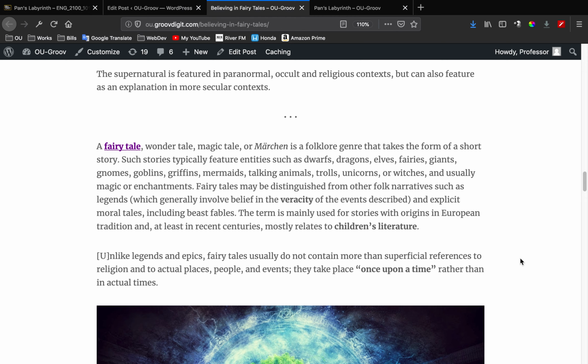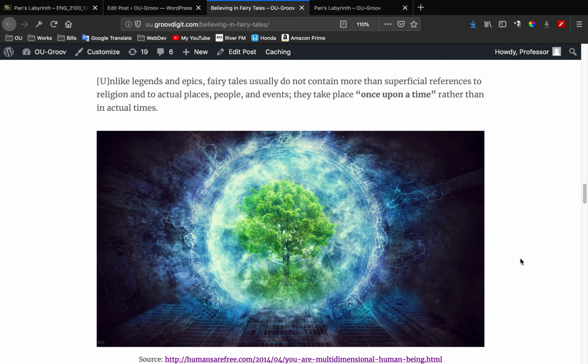The term is mainly used for stories with origins in European tradition, and, at least in recent centuries, mostly relates to children's literature. Unlike legends and epics, fairy tales usually do not contain more than superficial references to religion and to actual places, people, and events. They take place once upon a time rather than in actual times.